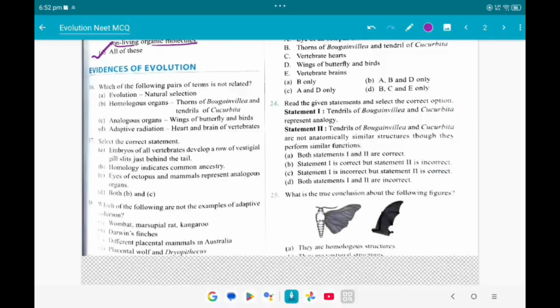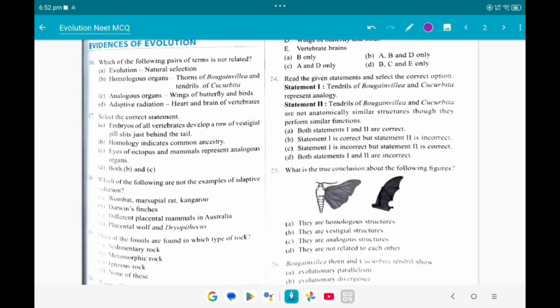Now, question 16. Which of the following pair of terms is not related? Evolution is natural selection. It's correct. It was given by Charles Darwin. Homologous organs, thorns of bougainvillea and tendrils of cucurbita. This is also correct. Analogous organs, wings of butterfly and birds. This is also correct. Basically, wings of butterfly and birds perform the same function, but structurally they are different. And in case of homologous, they are structurally the same. That basic core structure is the same, but the function is different.